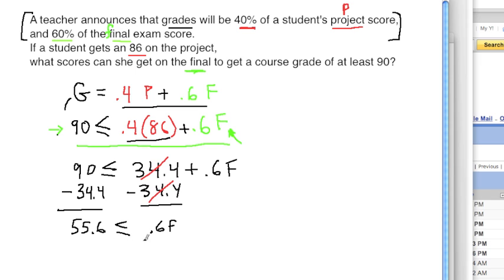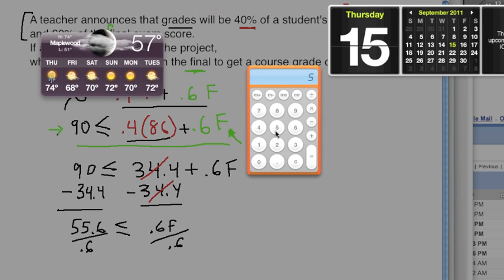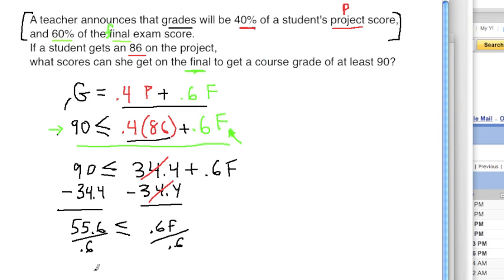Good. Now the next step is to divide both sides by 0.6. Again, that doesn't do anything to change our inequality. 55.6 divided by 0.6 is about 92.7. So 92.7 is less than or equal to F.